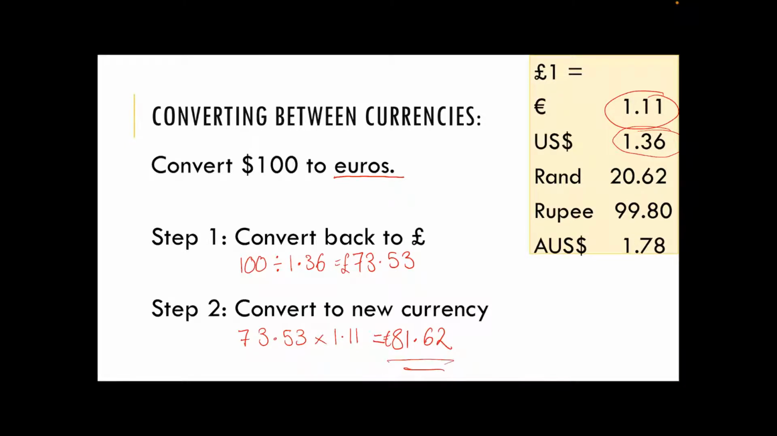So we divide by the currency that we're already at, in our case that was dollars, and then we multiply by our new currency.